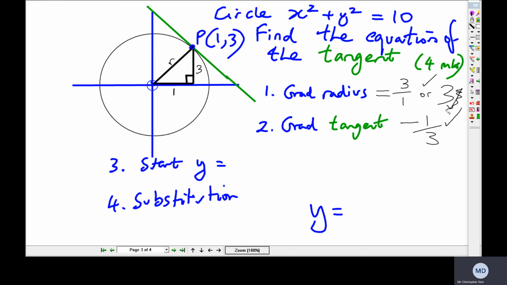What's the next step? You know something about your green line. You know the gradient of your green line. What's the equation? Y equals the green line. You know something about that gradient, about the line. You know the gradient. You know y equals what? What do you know? What don't you know?